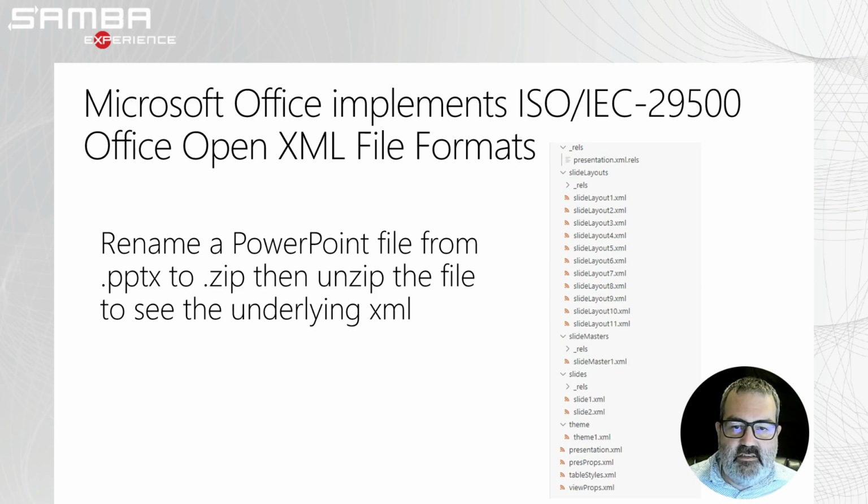To see this for yourself, take an Office file and rename the extension to .zip and then unzip the file to see the contents. The example on the right is a PPTX file. You see here that it consists of a presentation XML and several slide XML and slide layout XML files and others. How these files relate to each other is described in the rels file.